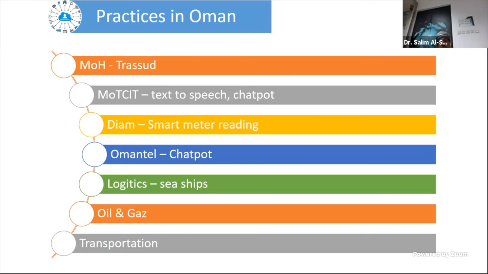MTCIT implemented artificial intelligence, text to speech and a chatbot. DIAM for water has smart meter reading. Oman Air also has a chatbot. In logistics, they are controlling sea ships. They are collecting all the data from them and giving a decision on what is required for maintenance. Also in oil and gas, they now have plenty of practices utilizing these technologies. In transportation, the government is now monitoring all the government-related vehicles, as I mentioned in my session when discussing smart cities.